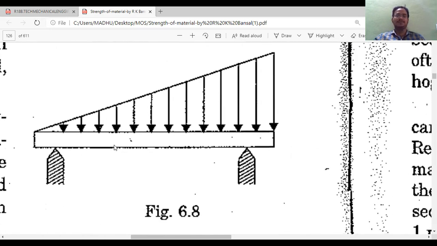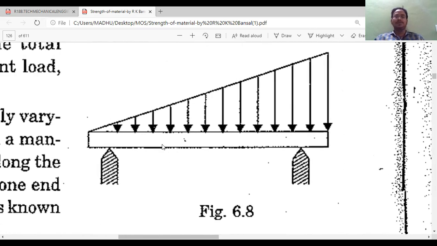Next, coming to uniform varying load, UVL. In short form, it is UVL. So at this point, the load is zero. As we move along the beam, the load increases. It will keep on increasing. So uniformly it is increasing.